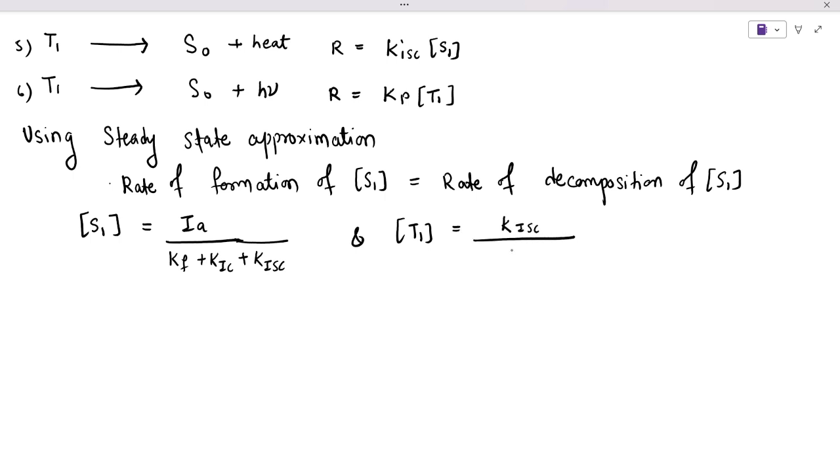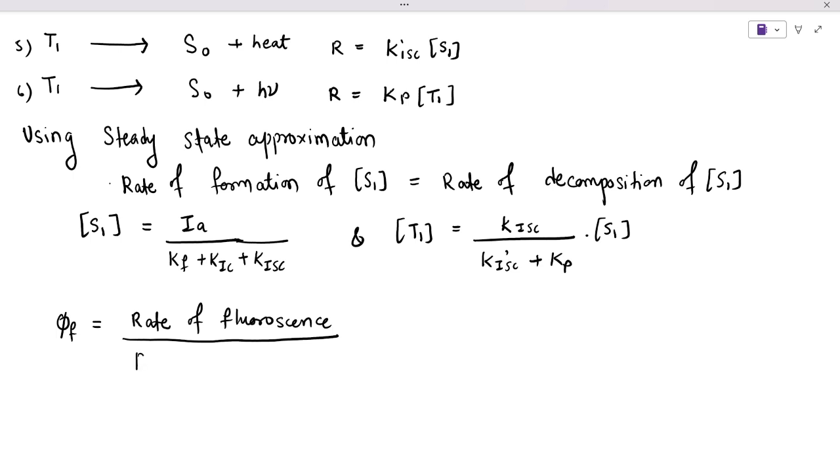And for T1, we get kISC divided by kISC dash plus kP, times S1. Similarly, we can write the quantum yields for phosphorescence and fluorescence. The quantum yield for fluorescence is the rate of fluorescence divided by the rate of absorption, which can be written as kf times S1 divided by Ia from the above.